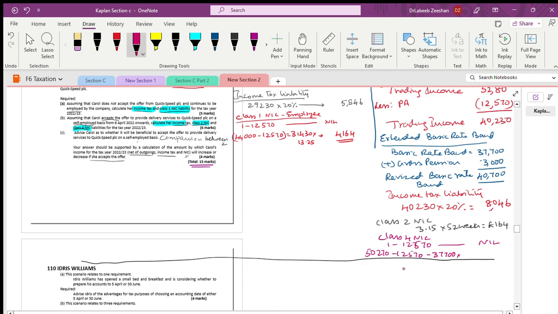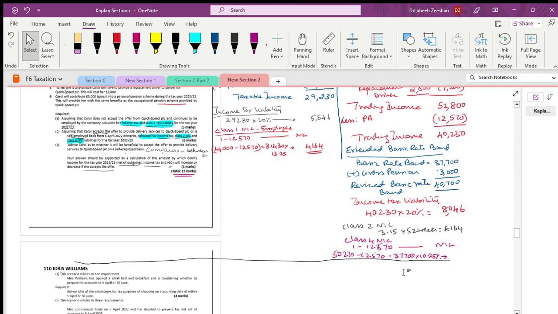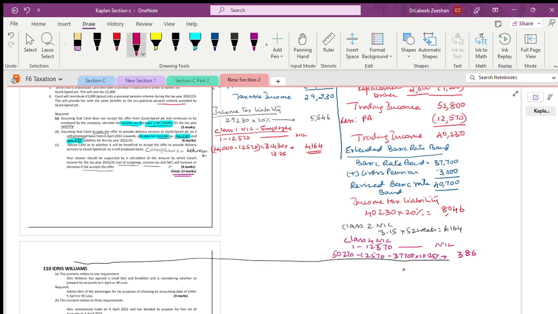Times how much is class 4? 10.25%. It comes to 3,864. Is it right? 3,864.